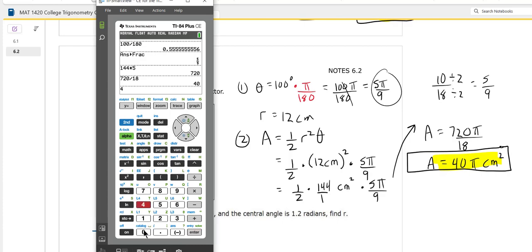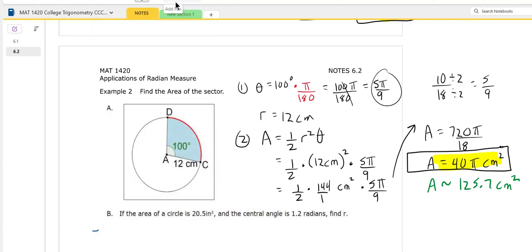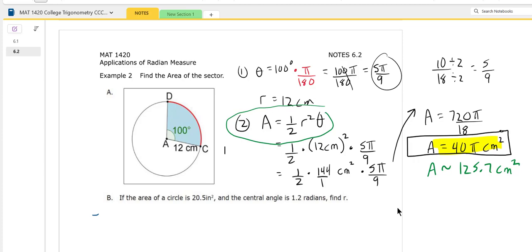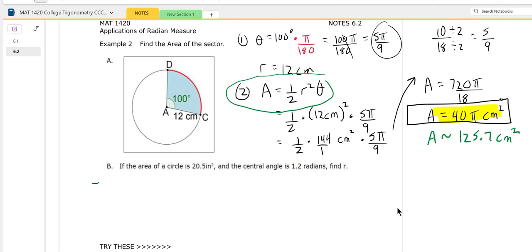And then if I just go 40 times pi on my calculator, I could round that off if I chose to, and I could say the area is approximately 125.7 square centimeters. Okay, so that's how you put that problem together: just use the formula for area of a sector, but make sure that your angle is in radians. Okay, next problem. This one, I don't give you a diagram, I just give you what you need.